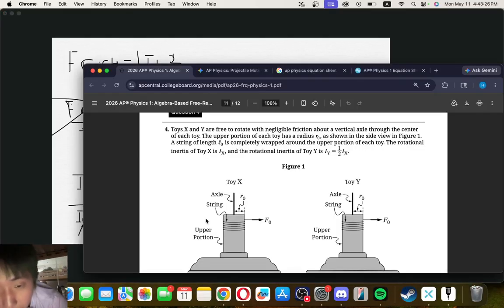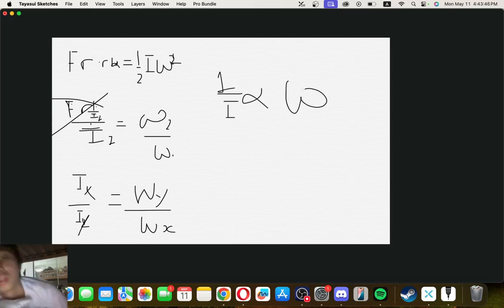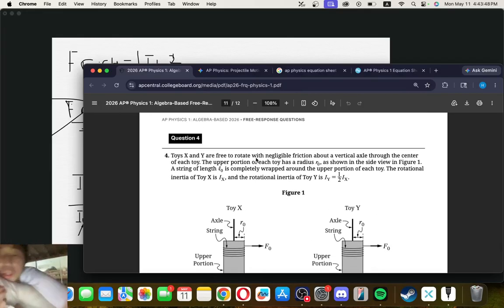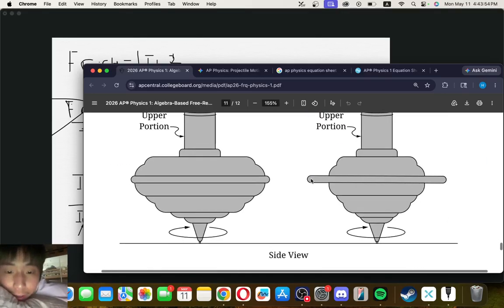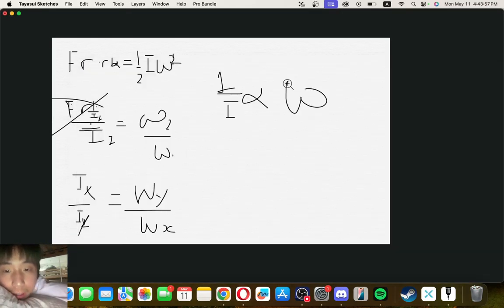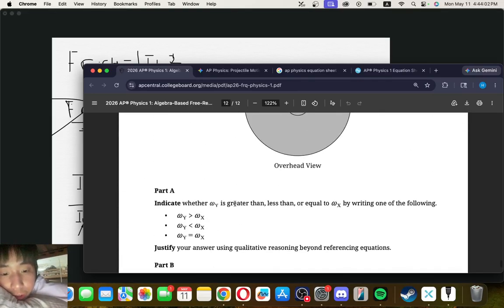And we can see that they're inversely proportional, I think. Yeah, I is inversely proportional to omega. So basically, the I that is the smallest, which is toy Y, which is also the skinniest, should have the highest omega, or rotational speed. So therefore, you should probably circle this one.